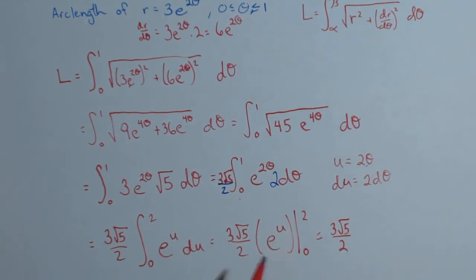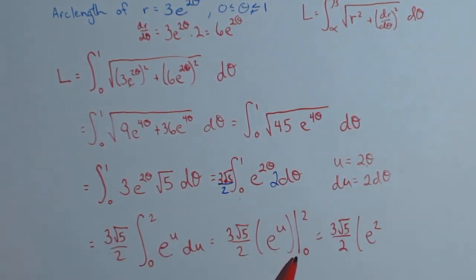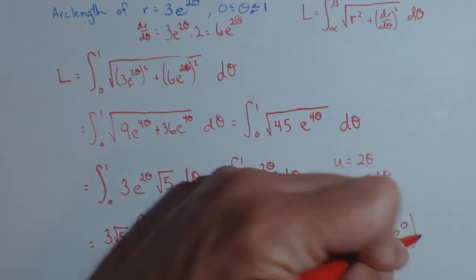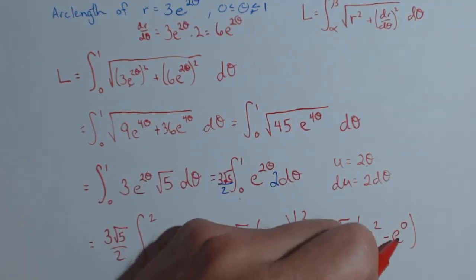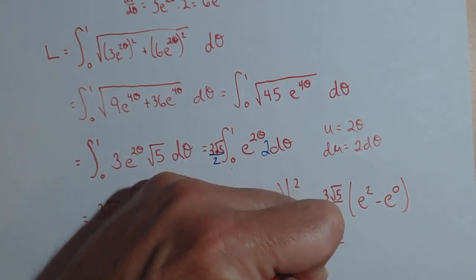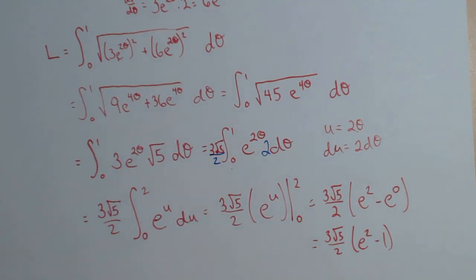Now what I'll see a lot is people will do the e squared and just leave it. But don't do that, because e^0 is not 0, e^0 is 1. So there's our final answer. Probably we would go ahead and rewrite that as 1. So 3 square root of 5 over 2 times (e squared minus 1) is our exact answer to that definite integral. So that's the length of that curve.